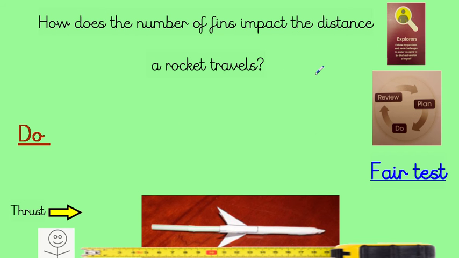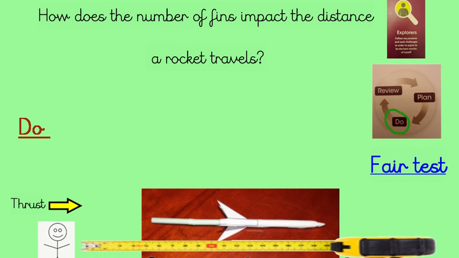Okay, welcome back then. Hopefully you have completed your page about a fair test and you've written a prediction, so what you think is going to happen. Now we're on to the do section of working scientifically. And that means we're going to carry out an experiment to answer our inquiry question. How does the number of fins impact the distance a rocket travels?